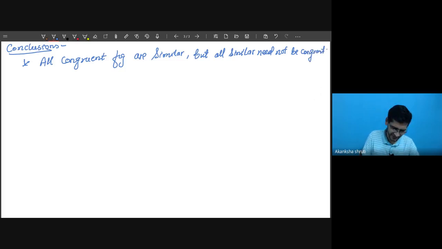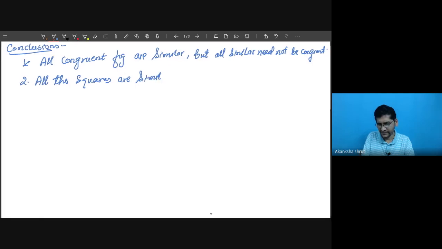It is the first thing. Next, all the squares are similar. All the squares are similar, but they need not be congruent.